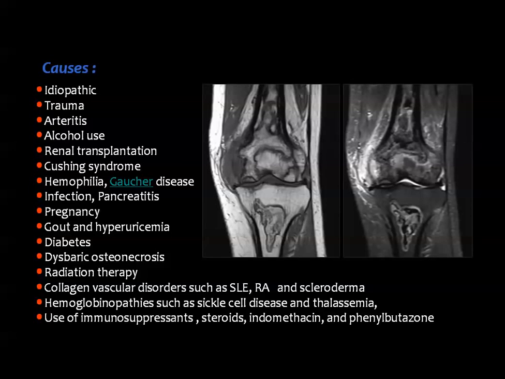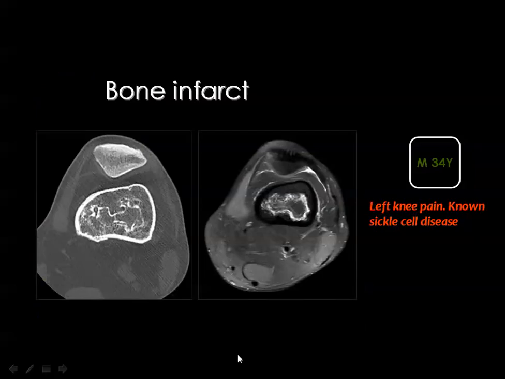One is dark and one is bright. The appearance of each line will depend on the pulse sequence, and the common appearance is seen in the T2 weighted image, where the bright line is outside and the dark line is inside. Of course, you know that there are many causes for ischemic necrosis of the bone, starting from idiopathic to trauma to corticosteroids to many systemic diseases and collagen diseases, and here is the list you can look at.